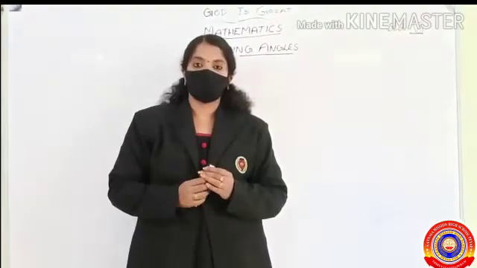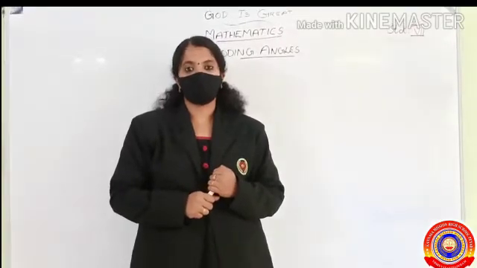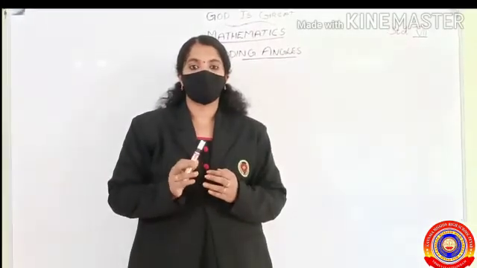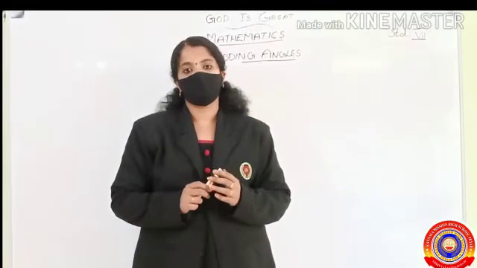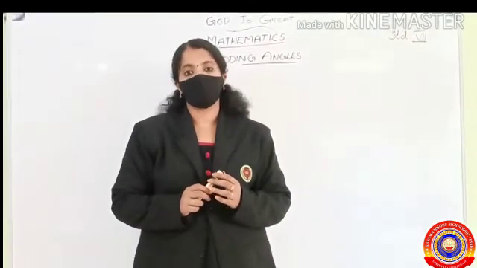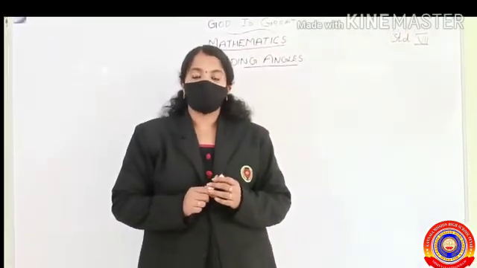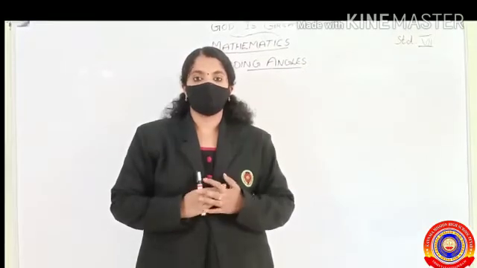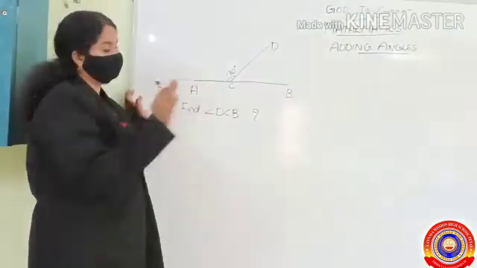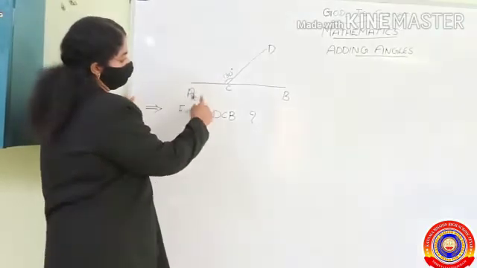In the last class, we have discussed about the perpendicular. What is a perpendicular line? A line meeting another at a right angle or 90 degree is called a perpendicular. In the previous class, I had given you an activity. Let's do that. So children, this is the question I had given to you.